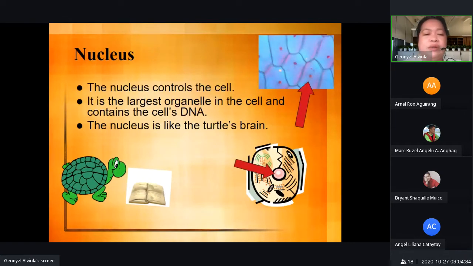Next, the nucleus, also one of the primary important organelles. The nucleus controls the activity of the cell. It is also the main blueprint of the organism because the nucleus contains the cell's DNA. So whatever characteristics an organism has are written in the DNA, and DNA is located inside the nucleus.